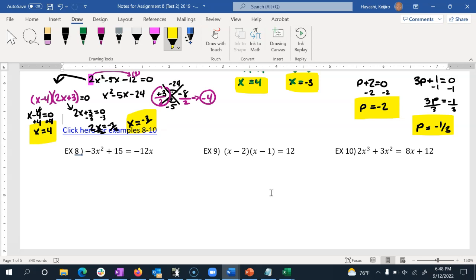Okay. Then just these three, and then it'll be a while before we see quadratics again. Or it'll be a while before we deal with factoring again.